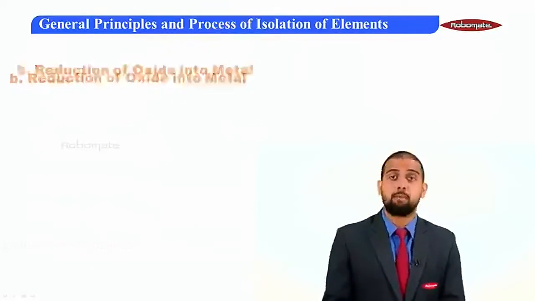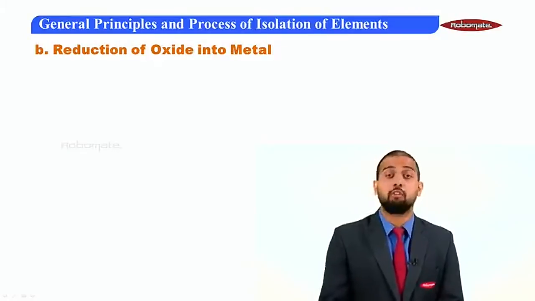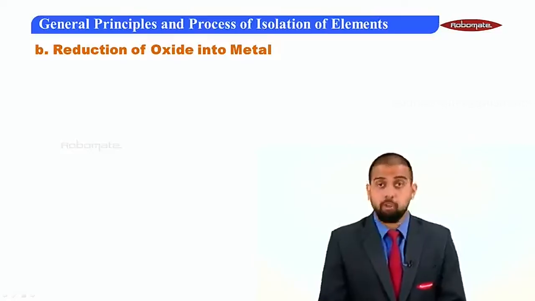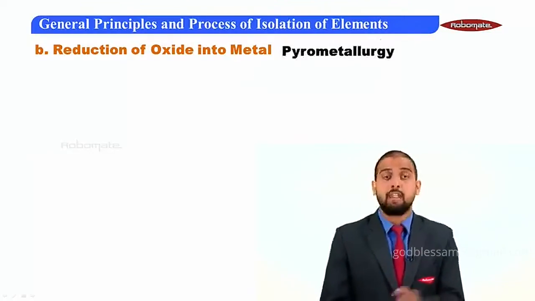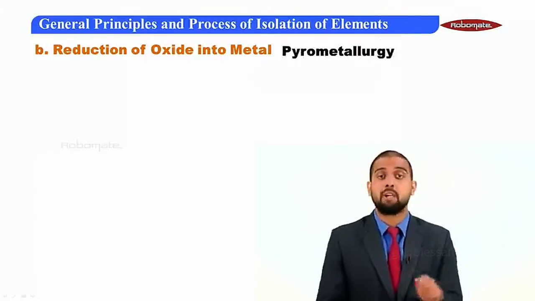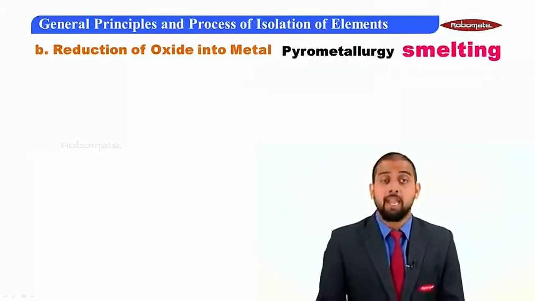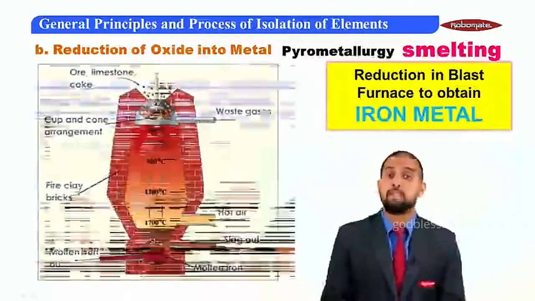Talking about the second step of extraction, which is reduction. Reduction of metal oxide into free metal can be done by three methods: hydro, pyro, or electrometallurgy. And the method that we'll choose for iron is pyrometallurgy. And whenever we do pyrometallurgy with the help of carbon as a reducing agent, we call that process smelting. And this smelting of iron is basically done in a blast furnace, which looks like this.